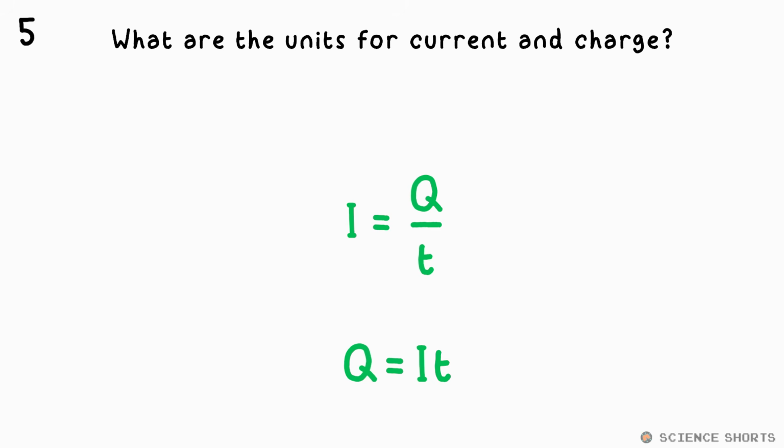Question 5. The equation for current is I equals Q divided by t, or you might see a rearranged version, Q equals It, in your formula sheet already. What are the units for current I and charge Q?